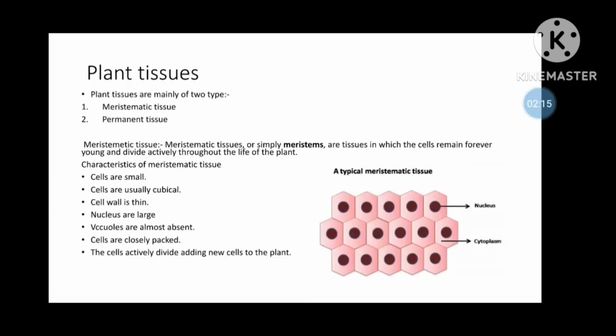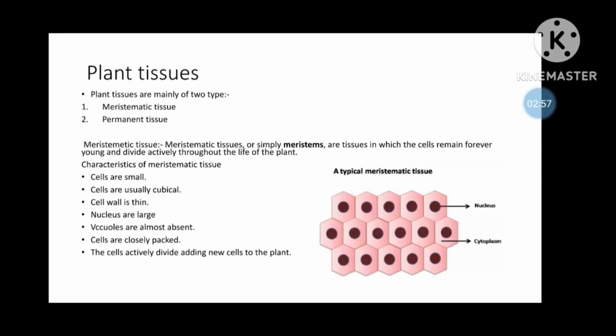Now, let's come to the plant tissue. The plant tissues are mainly of two types. One, meristematic tissue, and second, permanent tissue. Meristematic tissue is also called meristem. Right? The tissue in which the cells remain forever young and divide actively throughout the life of the plant. Means the meristematic tissue has dividing cells. The cells of meristematic tissue divide throughout the life of the plant.